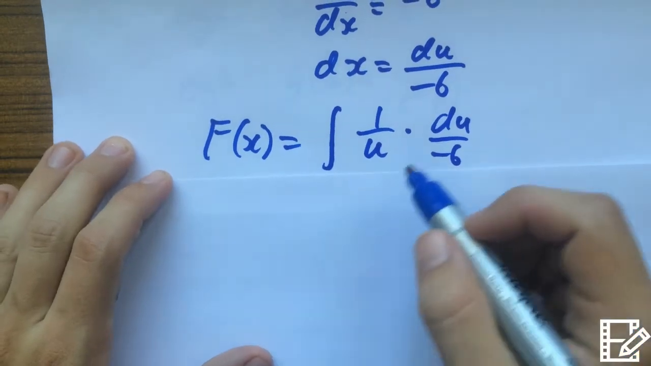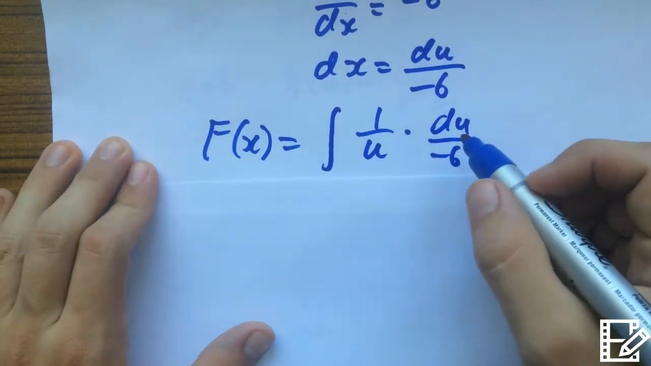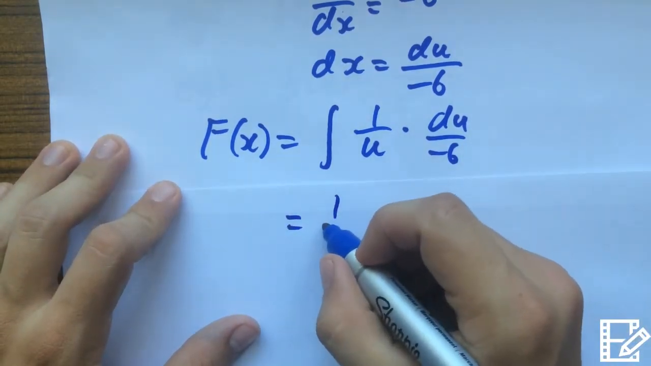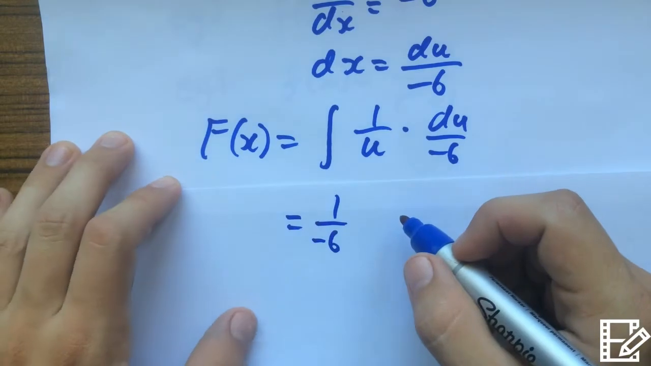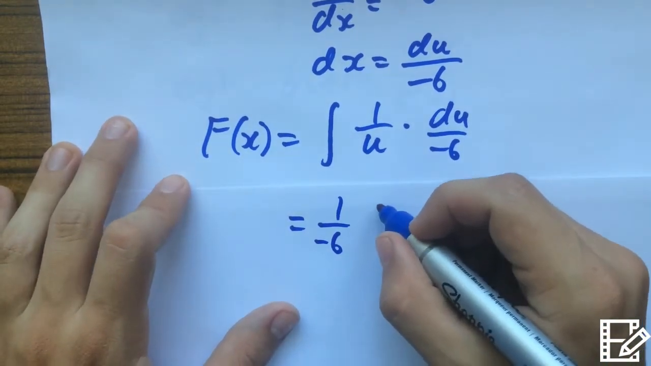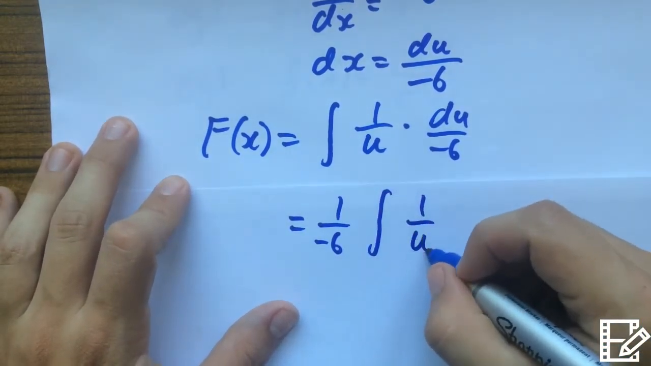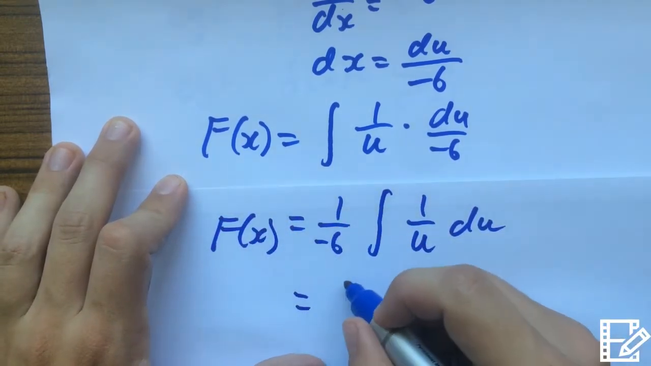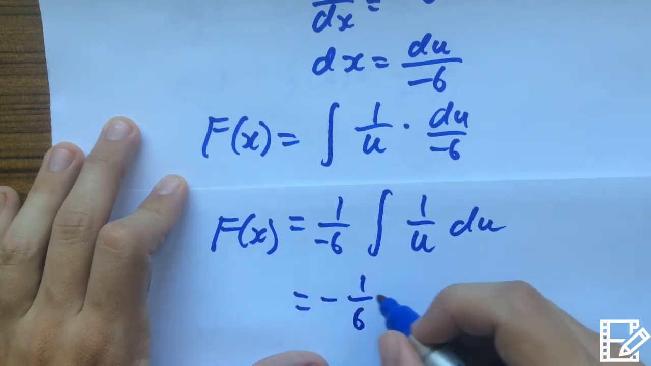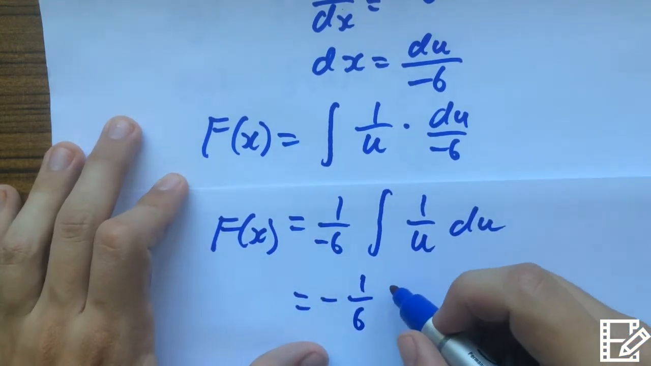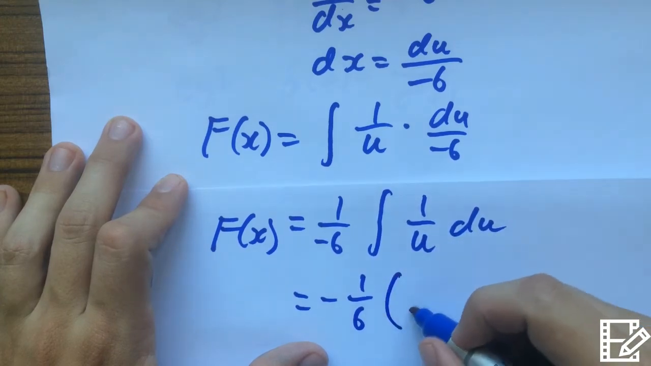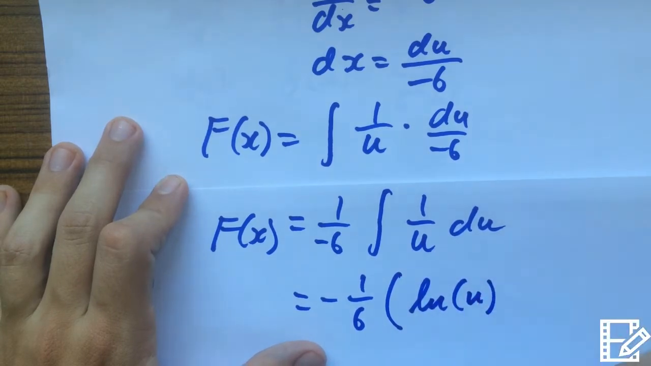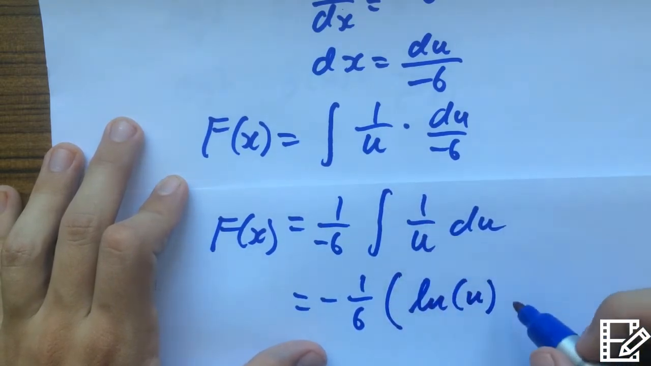Okay, now because du is essentially multiplied to 1 on negative 6, that's a constant, so we bring it at the front. 1 on negative 6. Okay, now we're just left to find the integral of 1 on u with respect to u. So we can write this as negative 1 on 6, it's the same thing. The integral is going to be ln of u, because the integral of 1 on u is ln of u, just like the derivative of ln of u is 1 on u.